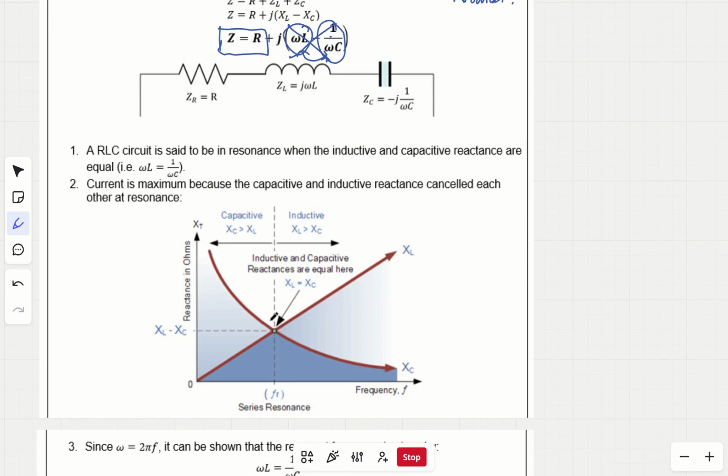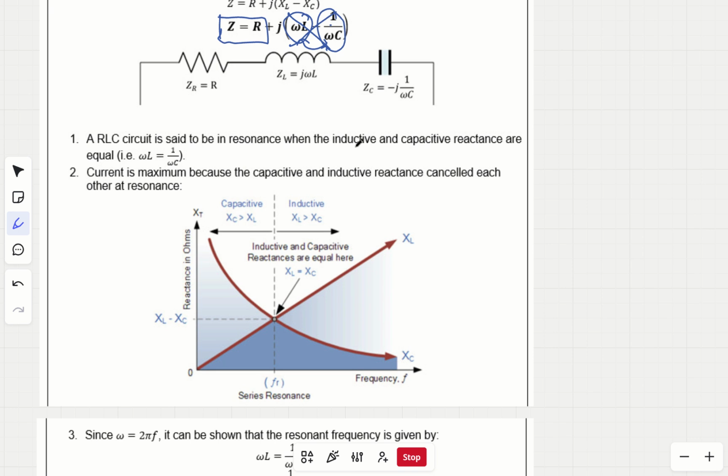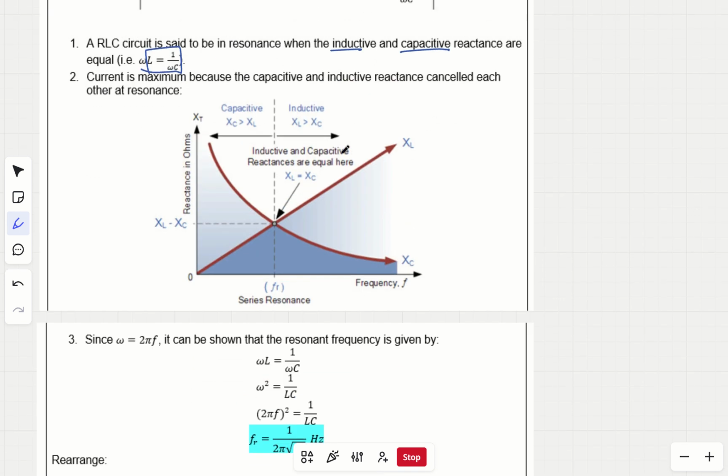A circuit is said to be in resonance if the inductive and capacitive reactance are equal. We can see here that if the capacitive reactance is bigger, then the circuit is more capacitive. If the inductive reactance is bigger, then the circuit becomes more inductive. But if both are equal, then it is called resonance.